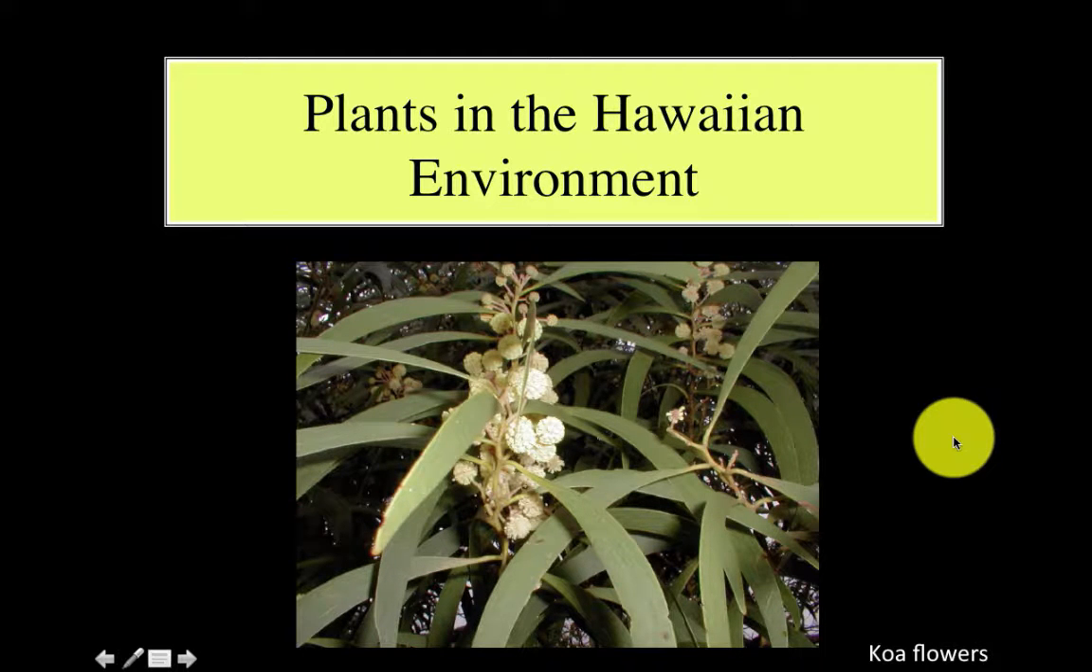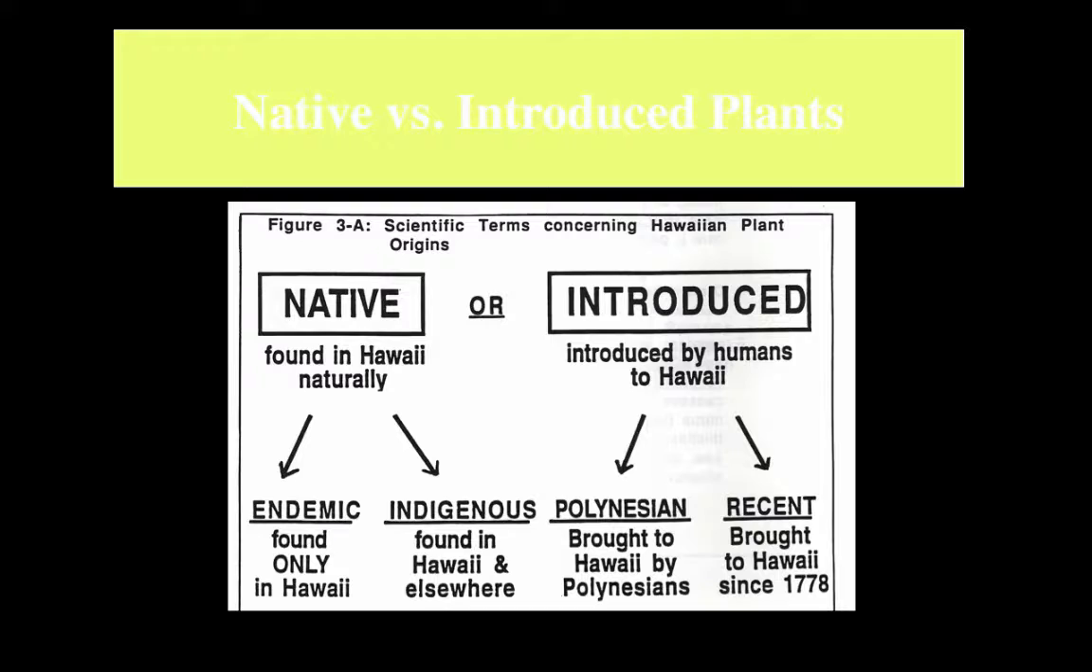Okay, so in this video, we're going to be talking about plants in the Hawaiian environment and learning some of the terminology that we use when we talk about these plants. So we talked about this in lab, but I want to cover this again in case you still have any questions. When we're talking about native plants, we're talking about plants that are found in Hawaii naturally, without the help of human beings. Native plants can be divided into two major groups, endemic and indigenous.